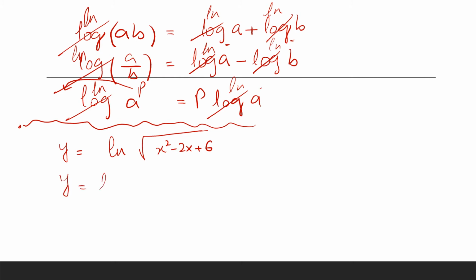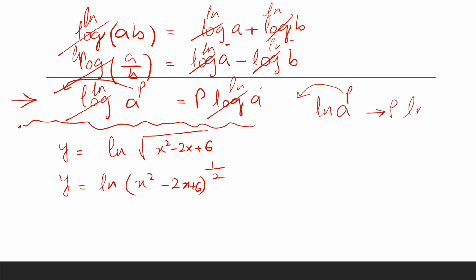How? Write the ln as it is. Whenever you have a square root, you just change it into a power. So the power of this radical square root is half. Now look at the third property of log: if ln a to the power p is written, it can be written as p ln of a.